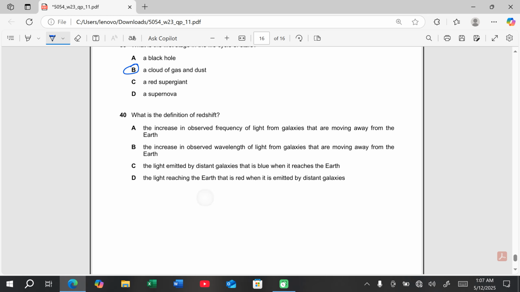What is the definition of redshift? Increase in observed frequency of the light from the galaxies that are moving away. No, it is always the wavelength. Increase in the observed wavelength of the light from the galaxies that are moving away from the earth. Doppler effect, if you like, study that in detail, but for redshift it is always the wavelength of the light, observation of the wavelength of the light from the galaxies that are moving away.